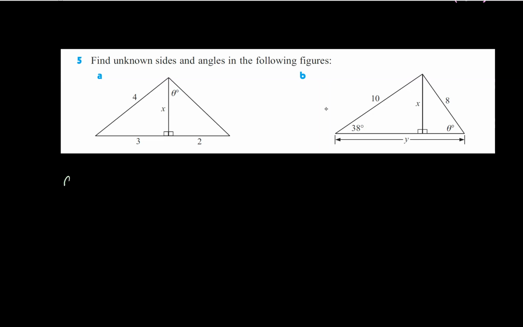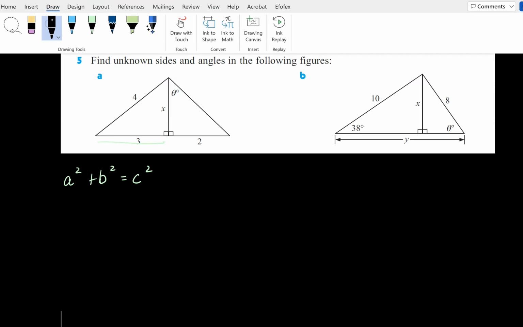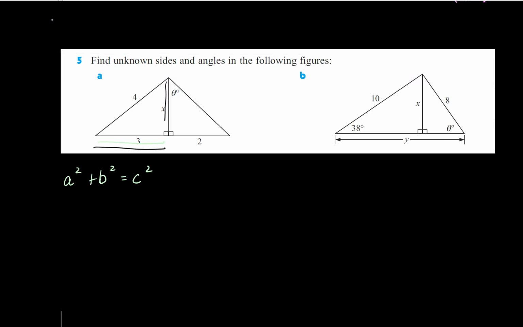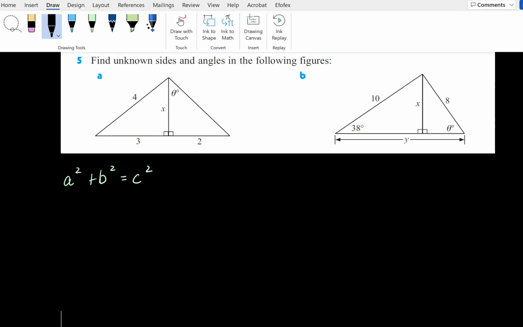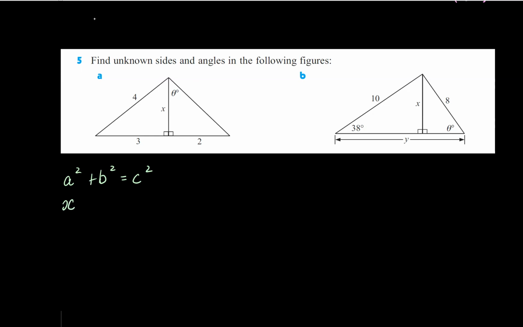So if I'm using Pythag, it's a squared plus b squared equals c squared. Now a and b aren't just the two numbers that you have, they're the two that make up your right angle. Oh, I can use my black. So your right angle is here and here. So my a I'm going to call x, and my b, so x squared plus 3 squared equals 4 squared.